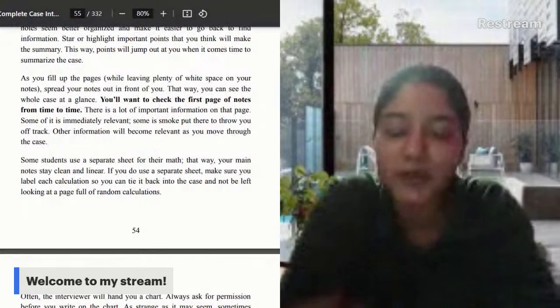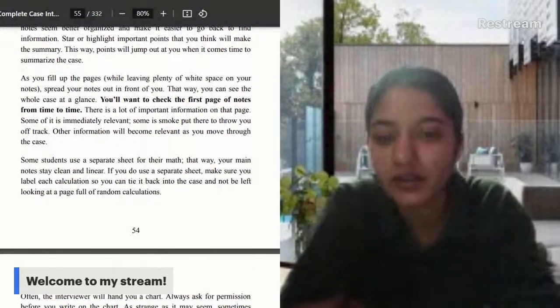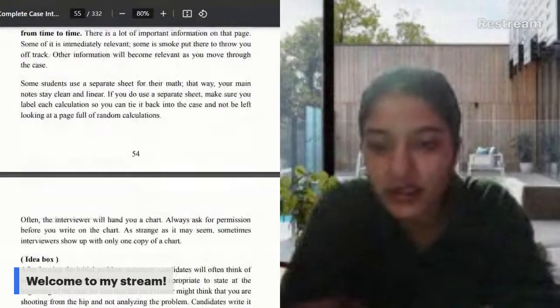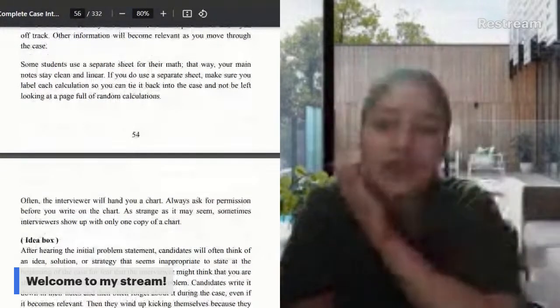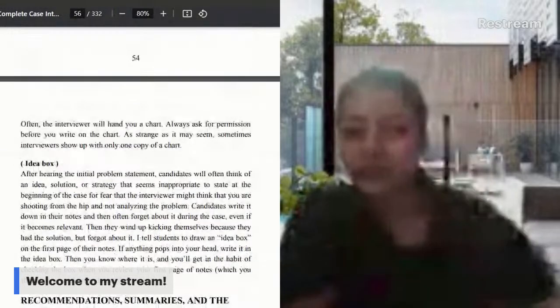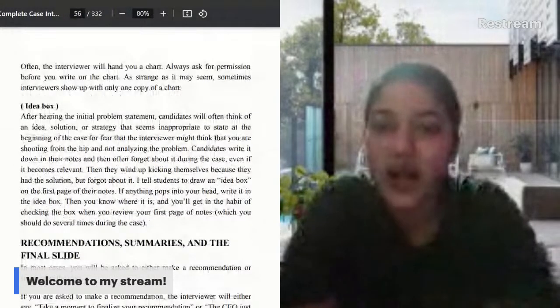Some students use a separate sheet for their math. That way, your main notes stay clean and linear. If you do use a separate sheet, make sure you label each calculation so you can tie it back into the case and not be left looking at a page full of random calculations. Often the interviewer will hand you a chart. Always ask for permission before you write on the chart. As strange as it may seem, sometimes interviewers show up with only one copy of a chart.